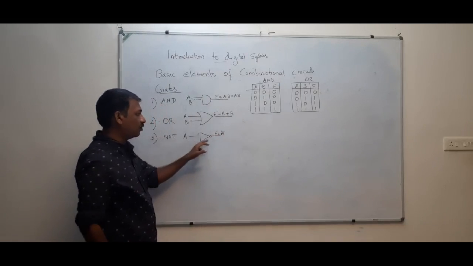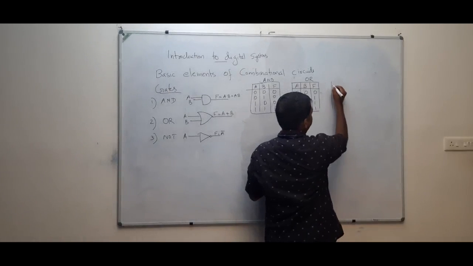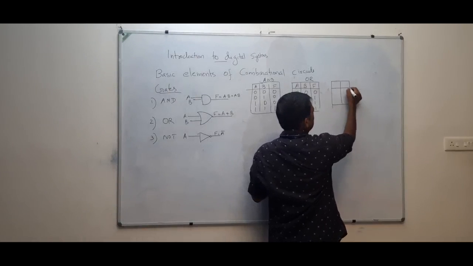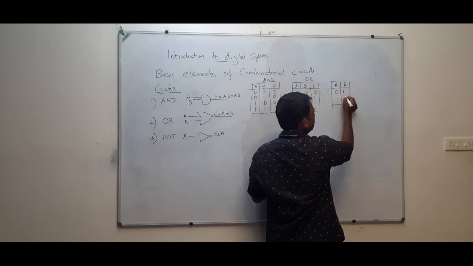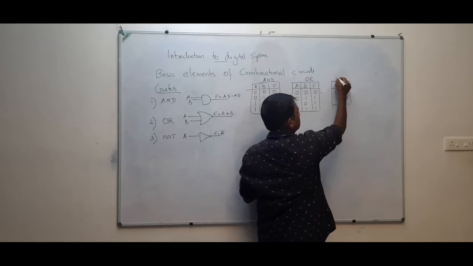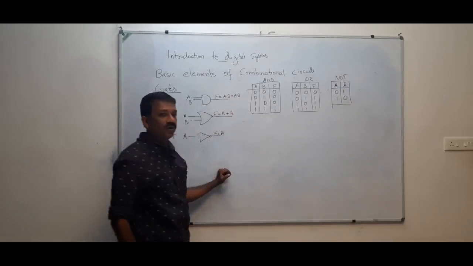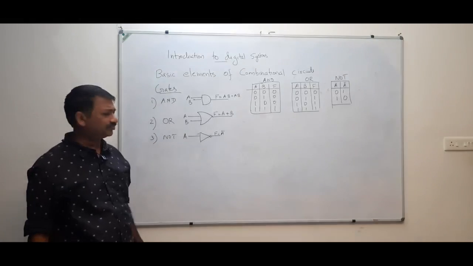That means that will be complemented, and the truth table for that is, here you have the input A, and what is A complement? If 0 is the input, then 1 is the output, and if 1 is the input, then 0 is the output. So this is NOT. This is the truth table for the NOT gate.